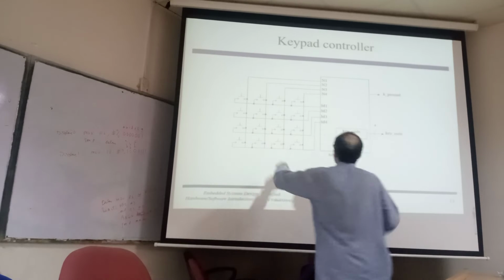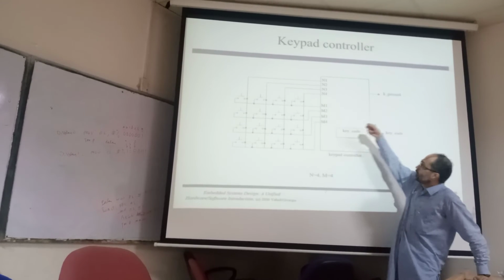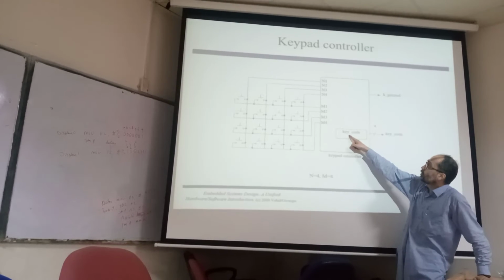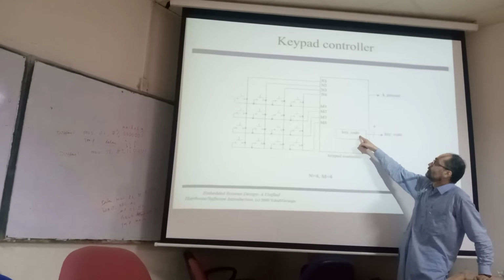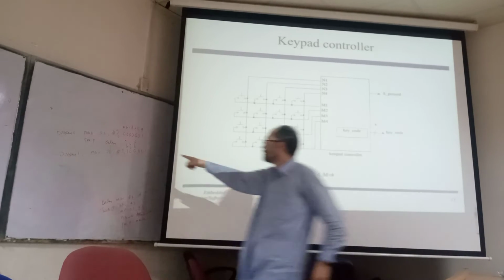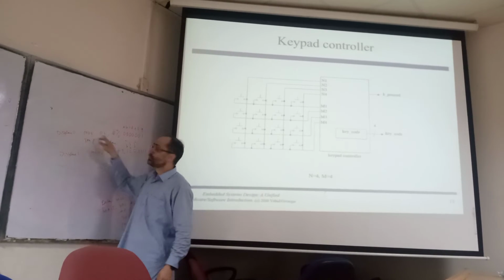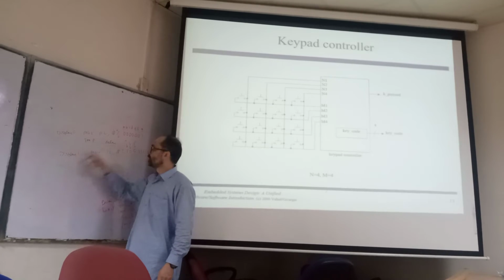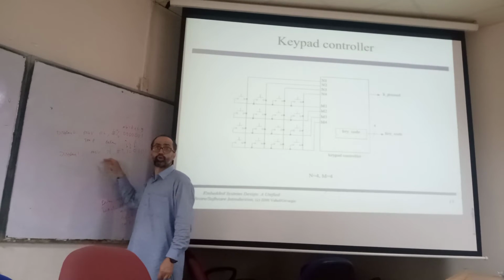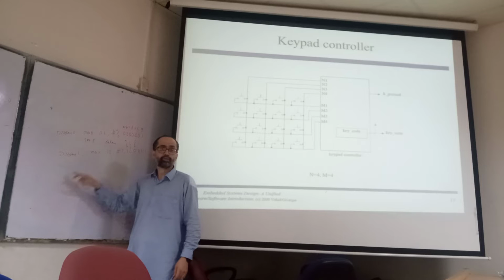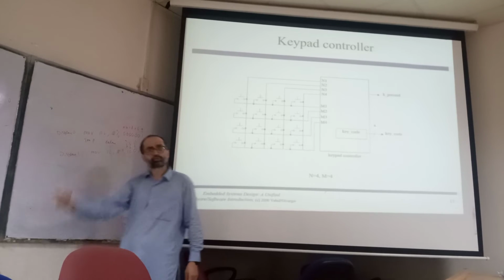In this example, it will take the value and the key code. So what key code will be generated in this case? For the first case, display 0: the code will be 0 0 0 0. Display 1 will be 0 0 0 1. Display 2 will be 0 0 1 0.